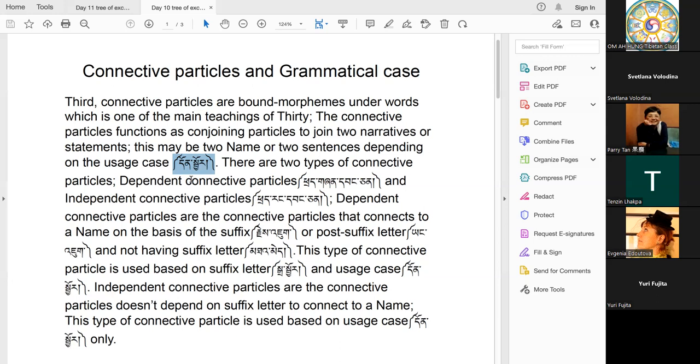To connect to a name, but still, they are used on the basis of usage case. And that's the reason why there are different connective particles, because of the different usage case. If all connective particles could follow any type of sentence, then there won't be any concept of usage case. So therefore, usage case is universal for both dependent and independent particles. It is a criteria or a factor on which the particular particle is used in a sentence. So in some sentences, it's not used because it is not the usage case of that particular particle.